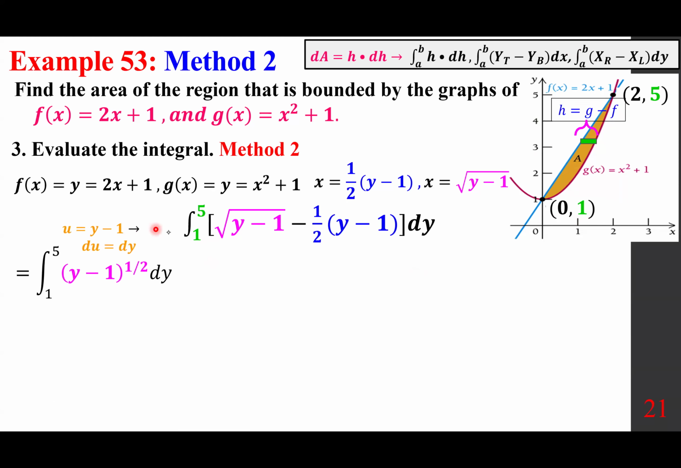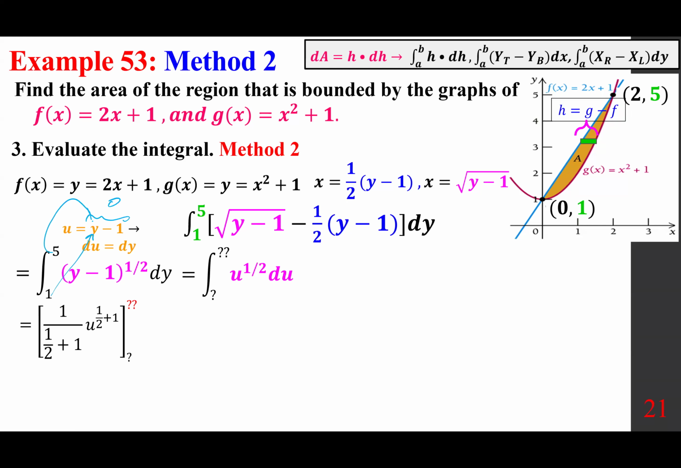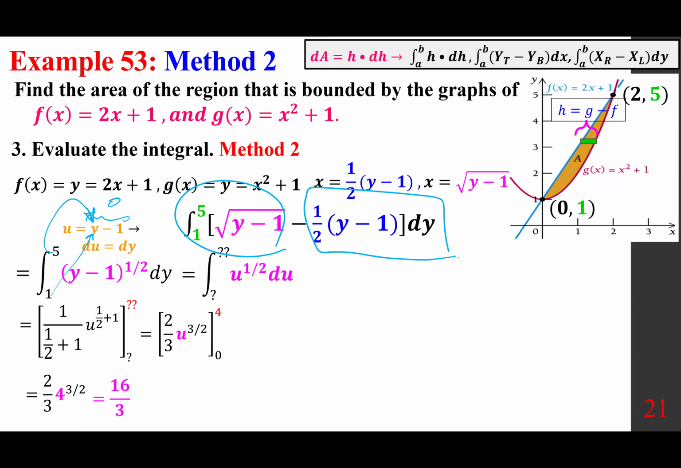Okay. So if you differentiate, you get the same thing. du and dy are the same. Therefore, u to the power of 1/2 du, and this is 1 over 1/2 plus 1 u to the power of 1/2 plus 1. The limits, you have to plug in the limits. If I put the 1 in here, this becomes 0. If I put the 5 here, I get 4. I hope you see that. 2/3 u to the power of 3/2. You plug in, you evaluate, you get 16/3. So that's this part. We're going to work on this part, and then the difference is the answer.